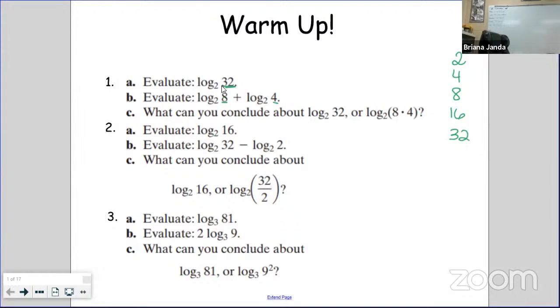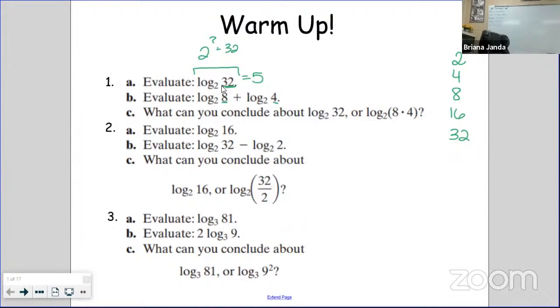So if I'm trying to find 2 raised to what, right? Isn't that what this question is? 2 raised to what gives me 32? There's 2 to the first, second, third, fourth, fifth. So log base 2 of 32 is 5. Since I nicely have that list written out, we can use that for the rest of these questions.